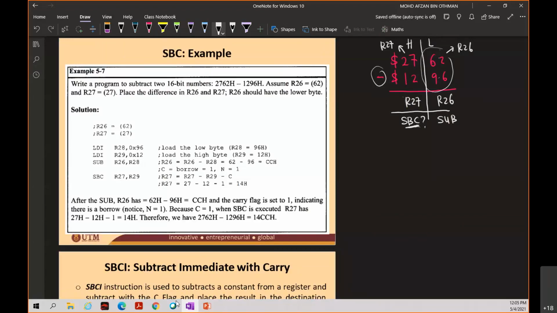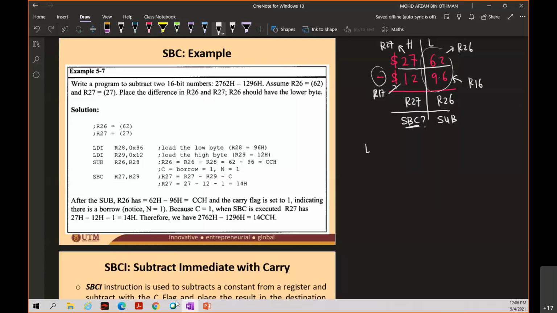Next, before we write the program, these numbers here are already inside R26 and R27. What about 96 and 12? These numbers are not yet inside your register, so you need to put 96 and 12 into your GPR. We just put this one to R16, and this one to R17. Now we write down the program.